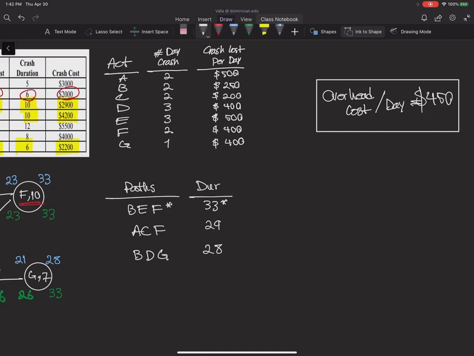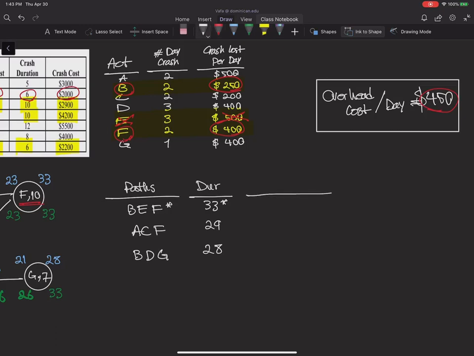First of all, let's take a look at my critical path. My critical path is BEF. Therefore, I should be worried about B, E, and F, these activities. Among these activities, E is not a good option because the cost per day is more than $450. So my options are F and B. Both of them have a cost per day less than $450. So let's start with crashing B.